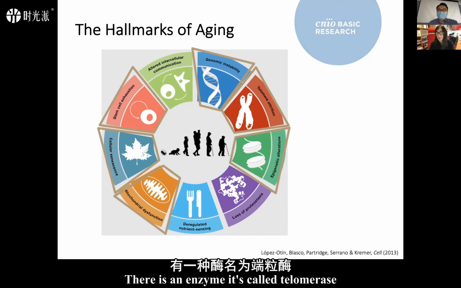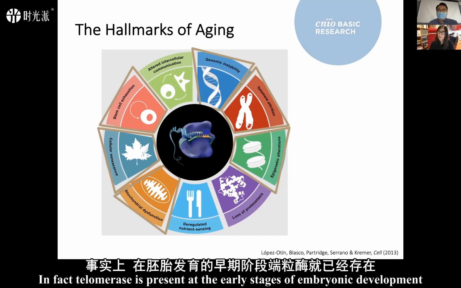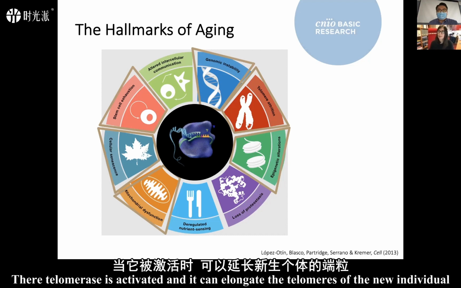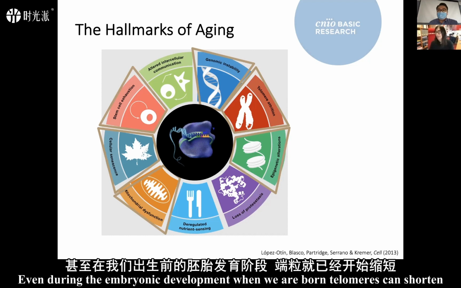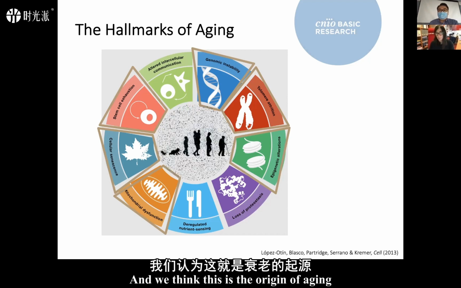There is an enzyme called telomerase. Telomerase is able to re-elongate telomeres. In fact, telomerase is present at the early stages of embryonic development, and there telomerase is activated, and it can elongate the telomeres of the new individual. And basically, after that, telomeres start shortening, even during the embryonic development. When we are born, telomeres can shorten. And we think this is at the origin of aging.